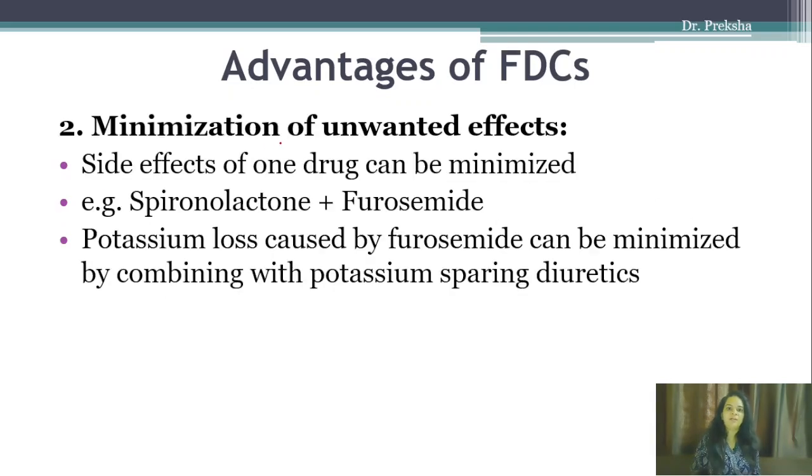Now another advantage of FDC is minimization of the unwanted effect. So when you give FDC, side effects of one drug can be minimized. For example, spironolactone is combined with furosemide. Potassium loss which is caused by furosemide can be minimized by combining with a potassium sparing diuretic like spironolactone. So spironolactone here is a potassium sparing diuretic, and furosemide can result in hypokalemia. This hypokalemia you can prevent by combining it with spironolactone.